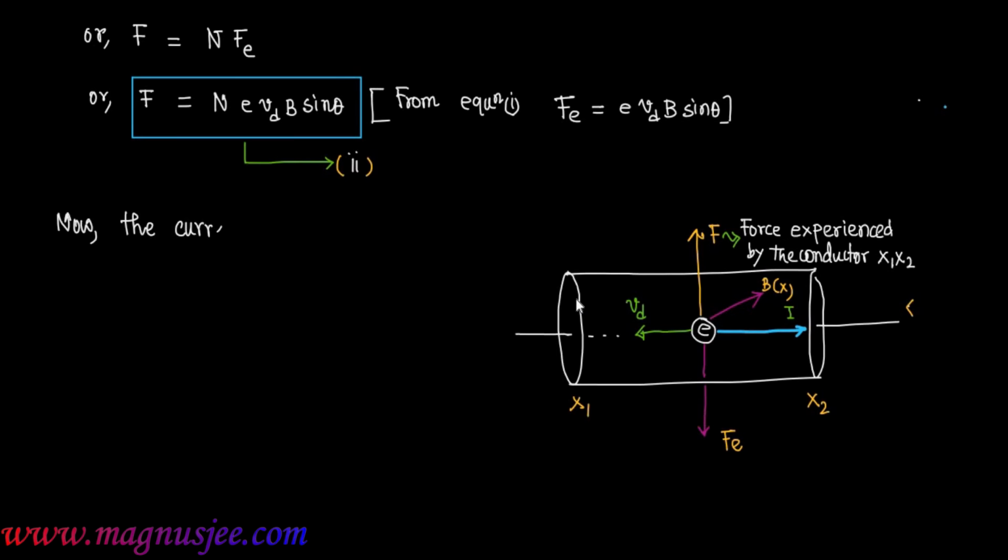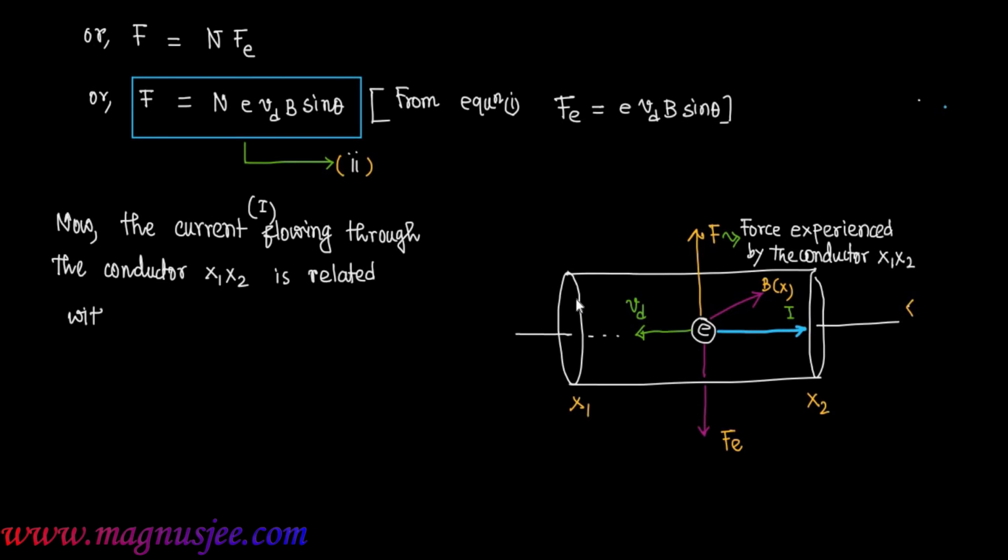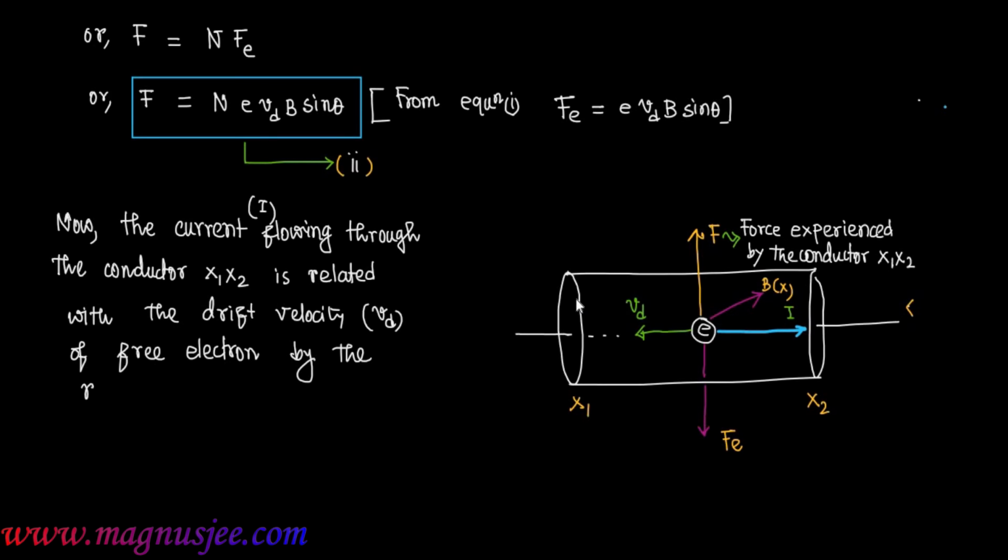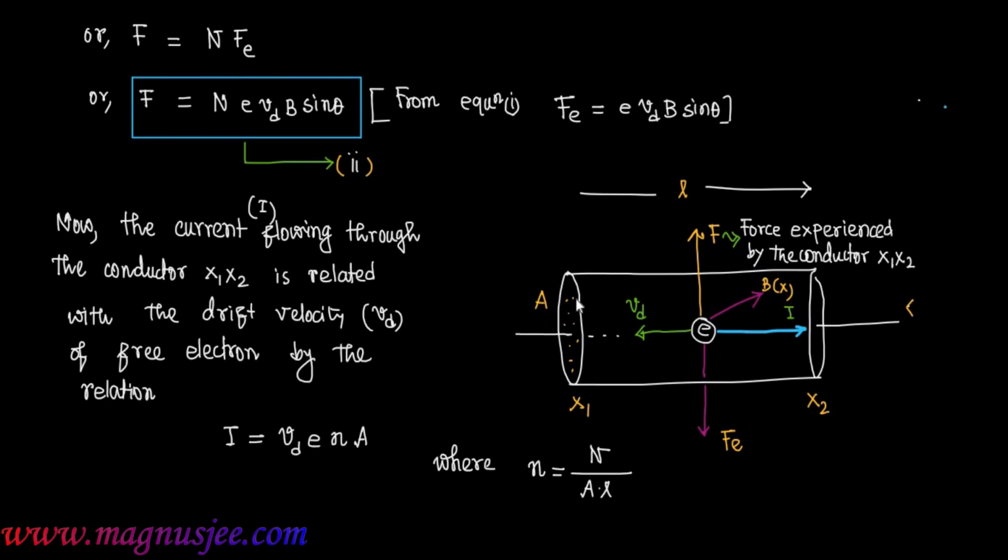Now the current flowing through the straight conductor X1 X2, we can write I. The current I flowing through the conductor X1 X2 is related with the drift velocity Vd of free electron by the relation I equal V e n A, where Vd is the drift velocity of free electron, and small n equal capital N divided by A dot L. So this end of the conductor has the area of cross section A, and L is the length of the conductor. A current I flows through the conductor towards right.